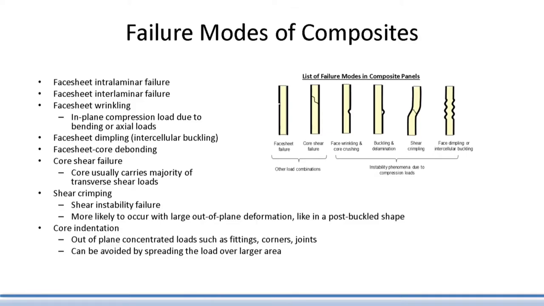And then we have buckling and delamination. And then we have shear crimping, which in this case, there's eccentric loading that's causing the crimping there. And then we have face sheet dimpling.